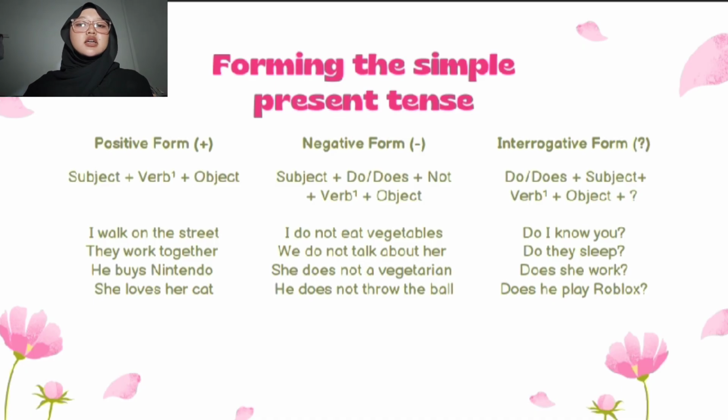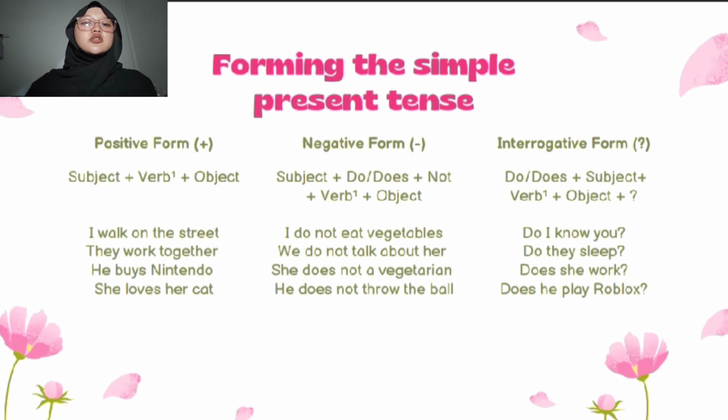Okay, next, negative form. In negative form we use not, but it cannot just stand alone in the sentence. Of course not, we have to add do or does, depending on the subject. If the subject is I, you, they, we use do. But if it's she, he, it and names, we use does. Okay, get it?